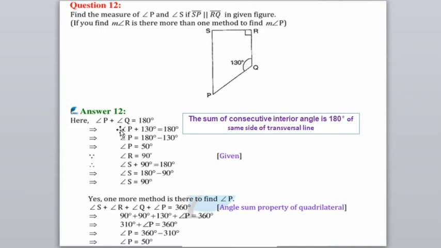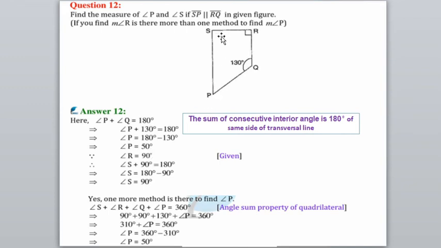It is given in the question already, that SP is parallel to RQ. So here we can write angle P plus angle Q equals 180 degrees, then angle P plus 130 degrees as angle Q is given. So angle P plus 130 degrees equals 180 degrees, then angle P equals 180 degrees minus 130 degrees. So angle P we got here 50 degrees, as 180 minus 130 is 50 degrees. So we got angle P.